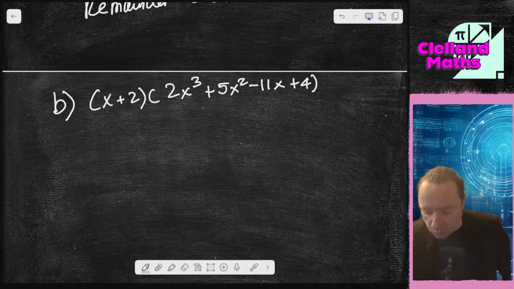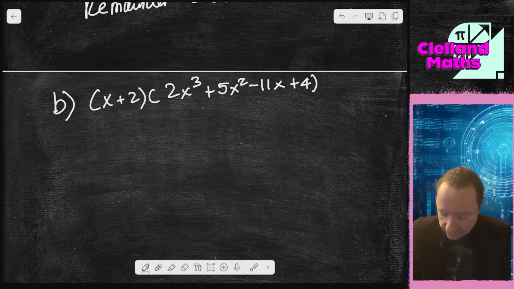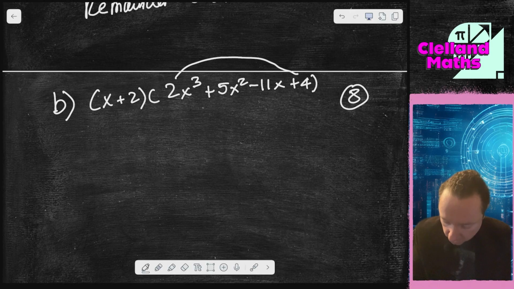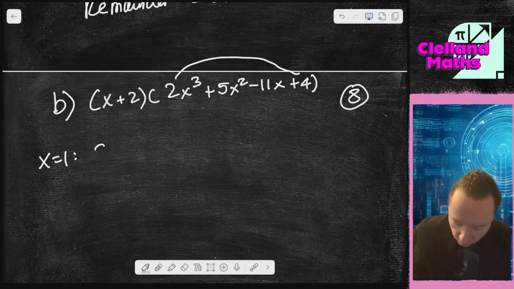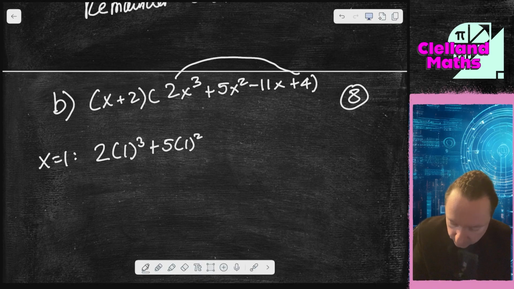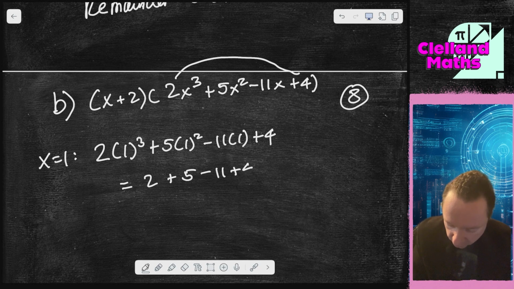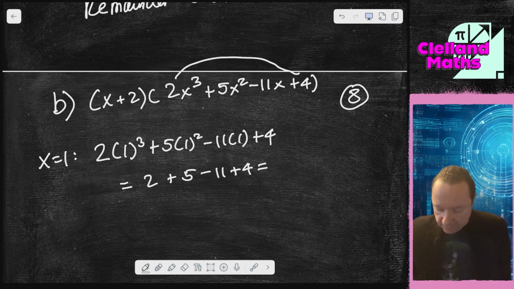So we need to know numbers, things that go into this second bit. So we can just try our numbers again. 2 times 4 is 8, so I'm looking for factors of 8. Where did I get that? 2 times 4. I'll try 1. X equals 1, and you just need to sub it into the 2x cubed part. So 2 times 1 cubed plus 5 times 1 squared minus 11 times 1 plus 4 equals 2 plus 5 minus 11 plus 4. 5, 6, 7, 8, 9, 10, 11. 11 minus 11 is 0.